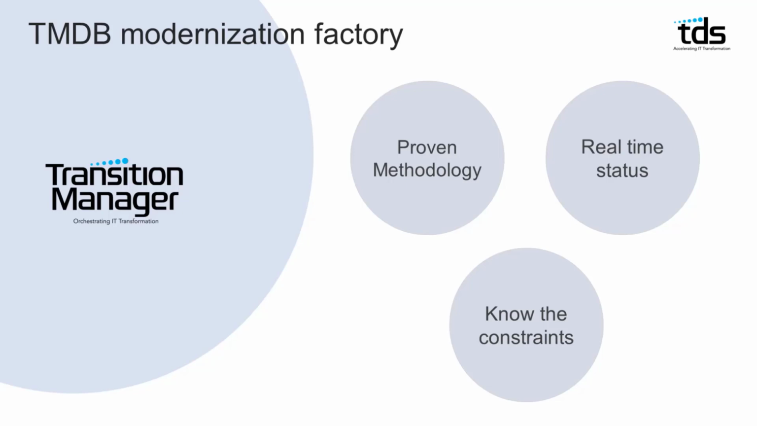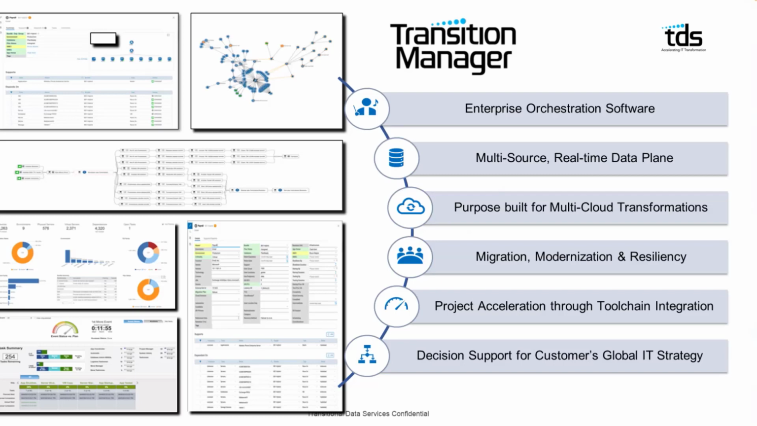Oracle and SQL licenses. Transition Manager, as I said, is enterprise orchestration software. It can ingest data from multiple sources. It can ingest data from SCT, from Jira, from Excel, from Microsoft Project, and many other sources. And when we get to the chaos slide, you're going to see why that's super valuable.